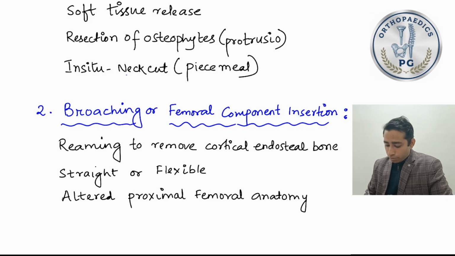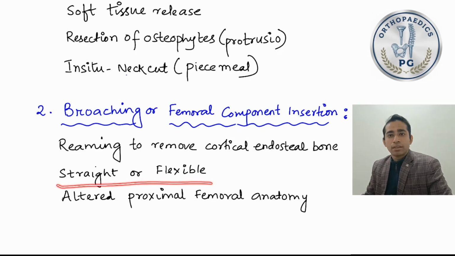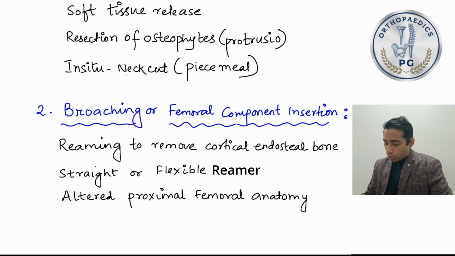Another step in which fractures can occur is broaching or femoral component insertion. Now, broaches are not designed to remove cortical endosteal bone. So, if cortical endosteal bone is not removed and broaching is done, this may cause fracture. So before we start broaching, we have to use a reamer, straight or flexible, to remove this cortical endosteal bone to prevent these fractures from occurring.